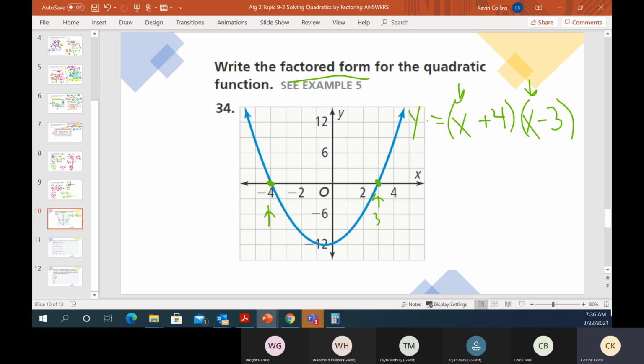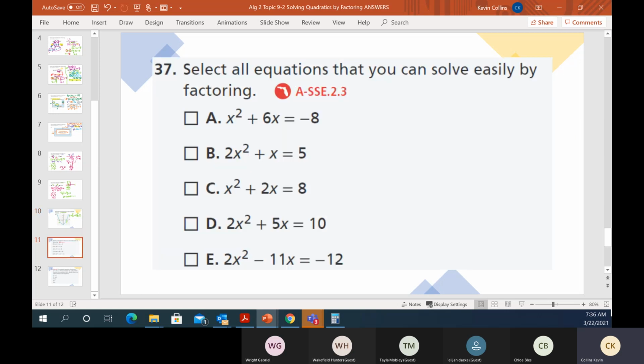All right, so let's go ahead. Got a couple what we'll call standardized test type questions here, and that'll wrap it up for this section. So it says, select all equations you can solve easily by factoring. So what do we think? How about A? Can we solve that pretty easily?